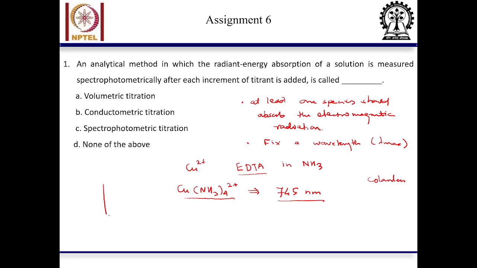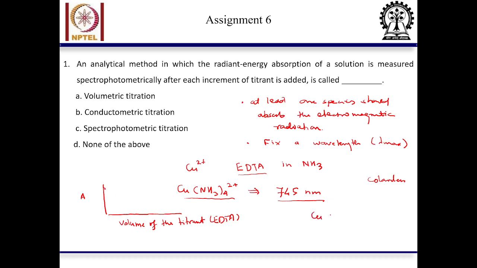How does the plot look? This is your absorbance and this is your volume of the titrant, which is your EDTA. Initially, it has the highest absorption. Once we start adding the EDTA, what will happen?